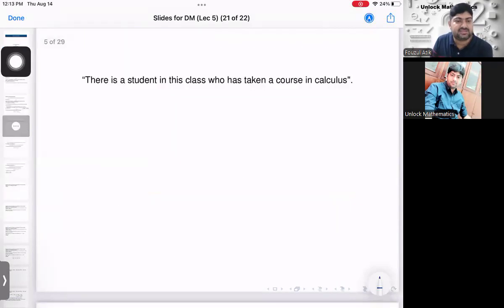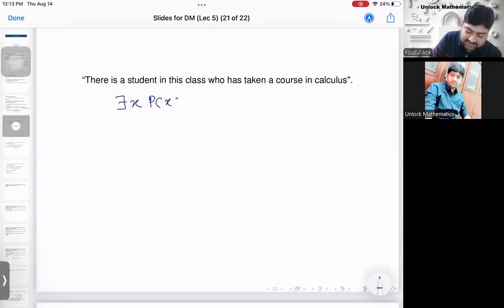Okay, look at this example. Now we say that there is a student in your class who has taken a course in calculus. So how will you write it? You will write it as there exists x P(x). You can write this statement this way: there is a student in your class who has taken a course in calculus, where P(x) is the statement that x has taken calculus. So you can denote it this way.